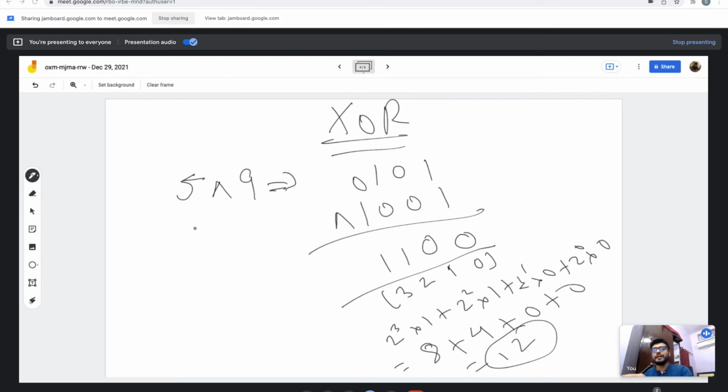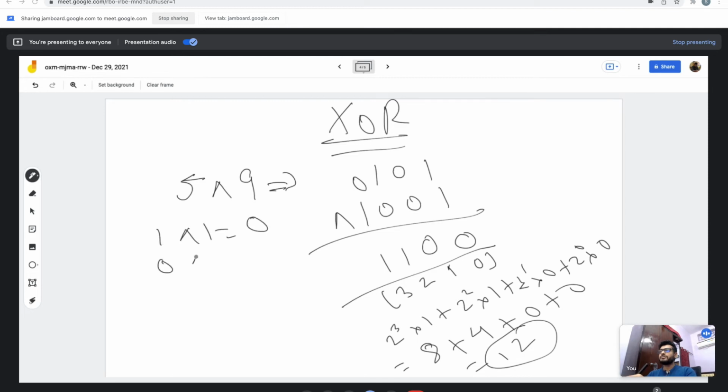Now there is one very interesting property about XOR: whenever we take the XOR of any digit with 1, it automatically reverses the digit. Like if we take the XOR of 1 with 1, we are going to get 0.